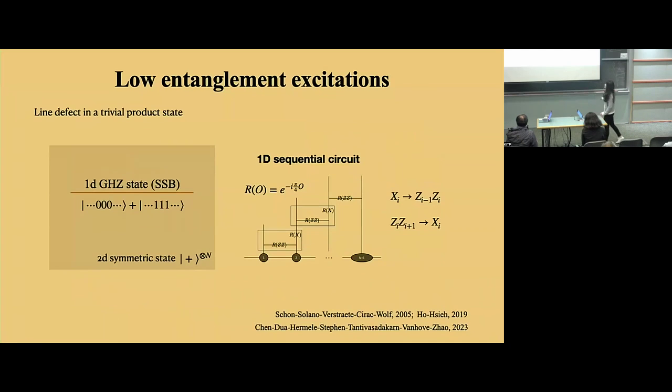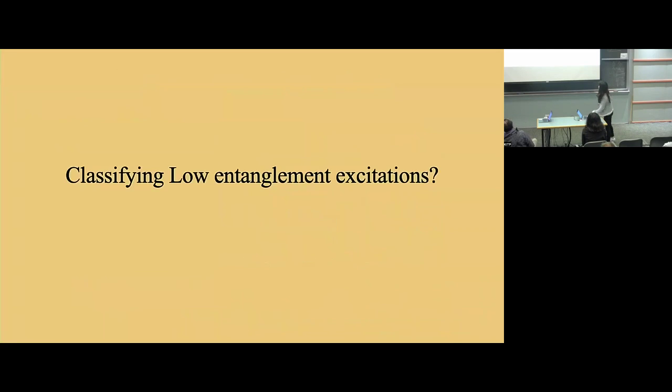Another interesting example is this line defect, starting with some trivial product state. Say an interesting defect is so-called on this line, the symmetry is actually broken. So we want to get this GHZ state. Then indeed there's a one-dimensional sequential circuit that allows you to do that. So now we have a circuit definition of our excitations. This is a very operational definition. So then we can ask, just using this definition, can we classify all the low entanglement excitations?